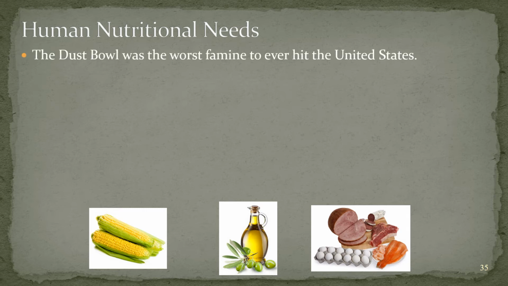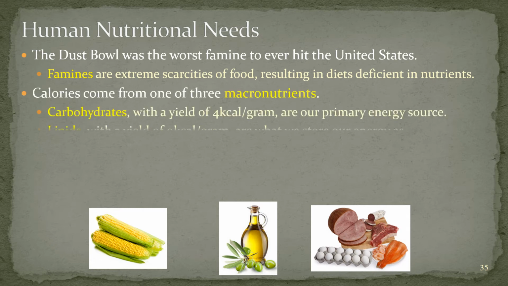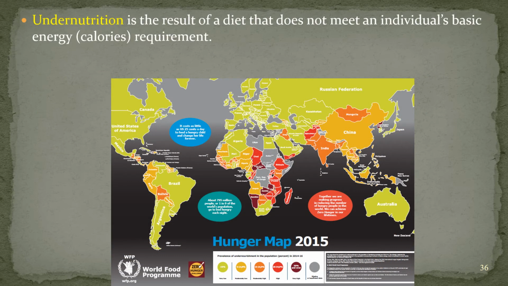I'm going to skip through some of the human nutritional needs, but ultimately, the Dust Bowl is one of the worst famines to ever hit the United States. A famine is an extreme scarcity of food resulting in diets deficient in nutrients. I'm going to skip through some of the nutrition because really, it's not what this class is about, and I'll go on a whole tangent.